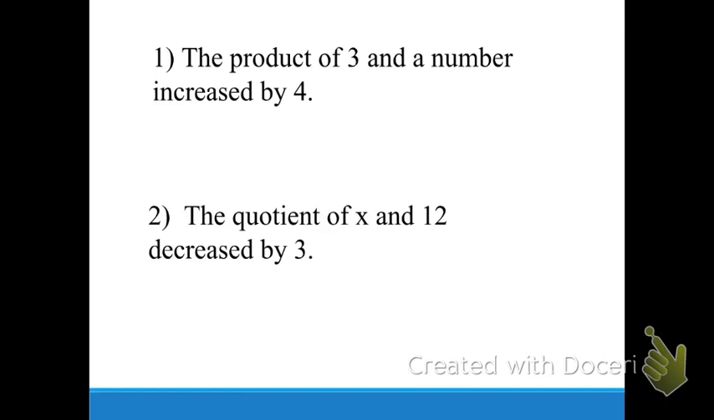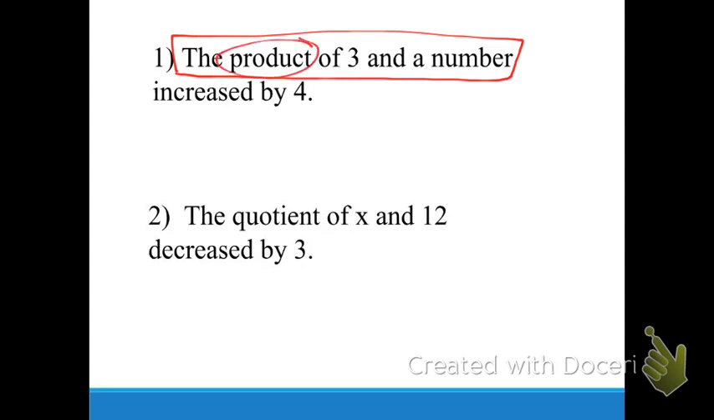So first, the product of 3 and a number. This is the first part of it. Okay, so product means multiply. That goes between, so we have the product of 3 and a number, so 3 times X or 3X. That's the best way to write it. And then increased, what symbol is going to go next? Plus, and then what number? 4. Because this is the second part, increased by 4. Okay?